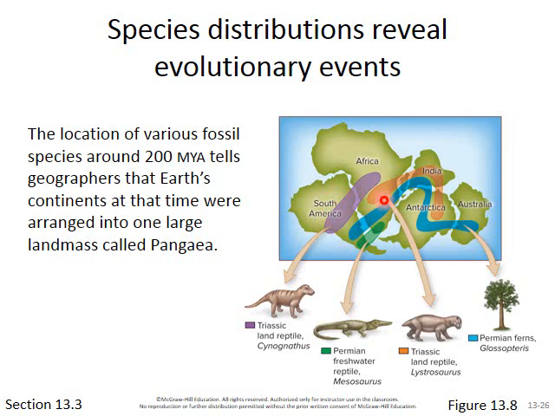And so the reason that we know this is not only animals but plants. If plants are found across continents but not found everywhere else, then it tells us that these continents could have been connected to one another.